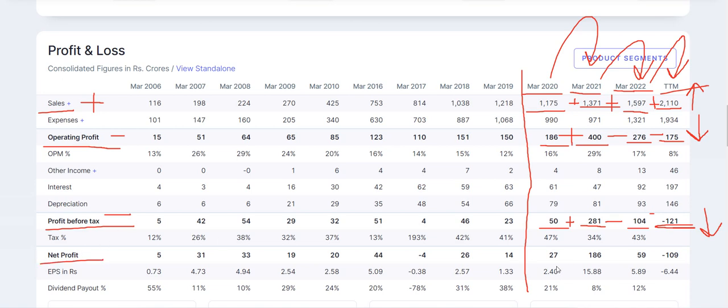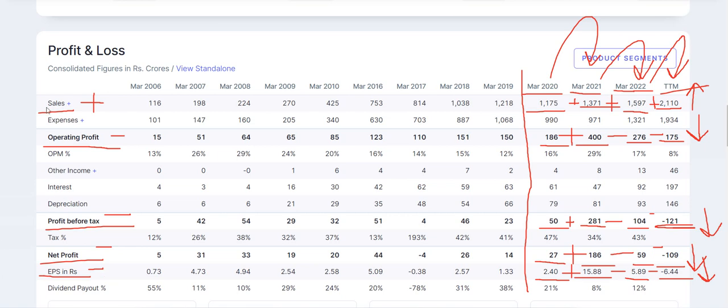Coming to net profit, it is 27 crore rupees. From there, it increased to 186 crore rupees. Then it decreased to 59 crore rupees, and this year it decreased further to minus 109 crore rupees. So we'll mark it negative because for 2 years continuously its net profit is decreasing. Coming to EPS in rupees, it is 2.40. From there, it increased to 15.88. Then in March 2022, it decreased to 5.89, and till today's month it has decreased to minus 6.44. So you could say EPS in rupees is on the negative side because it has decreased for 2 years continuously.